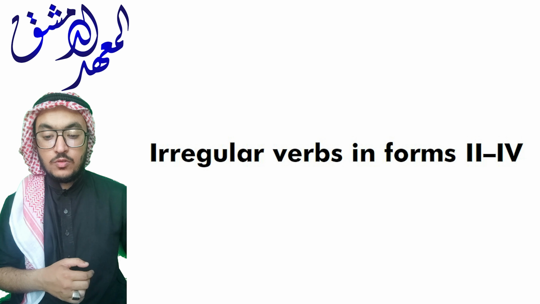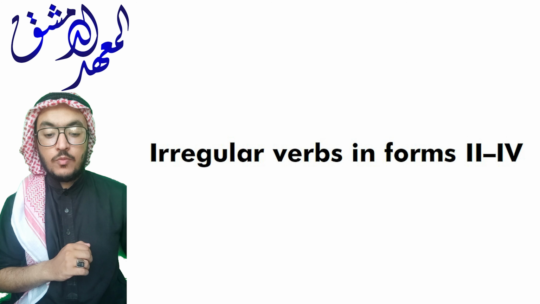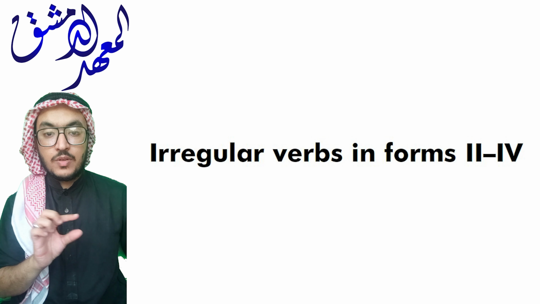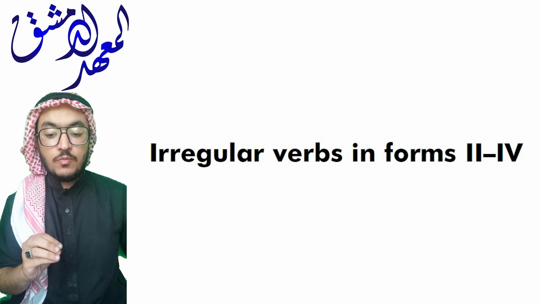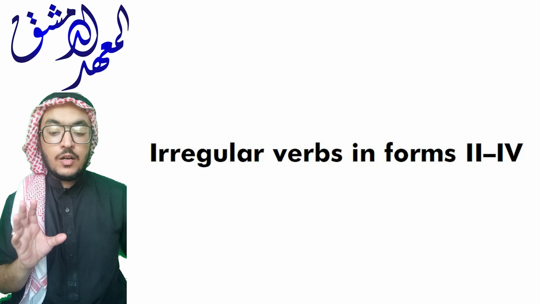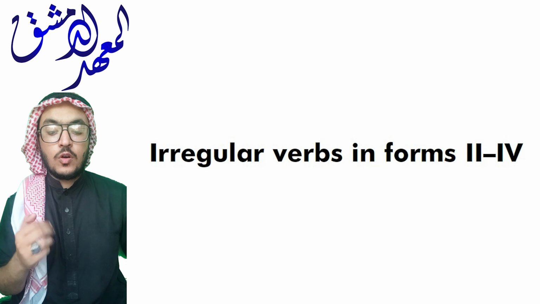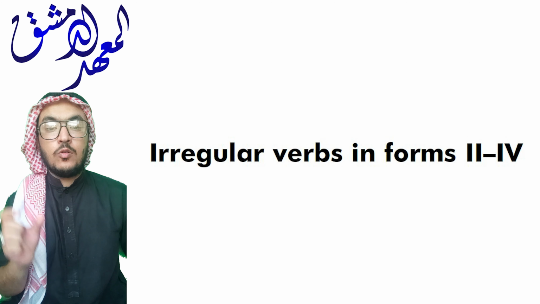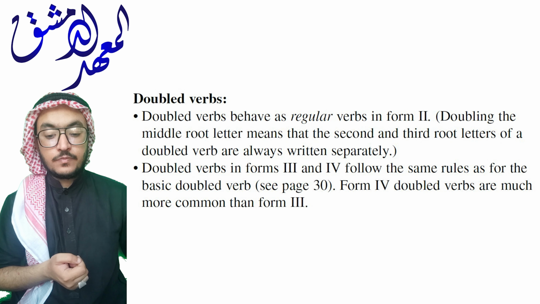See the previous videos from 1 to 4. Note that in general, if a form requires doubling a root letter or separating a root letter with a long vowel, then a basic verb with a doubled or weak root letter will often behave perfectly regularly when put into these patterns. Here are some notes about how irregular verbs behave in form 2 and 4, followed by a summary table. So first we have doubled verbs.